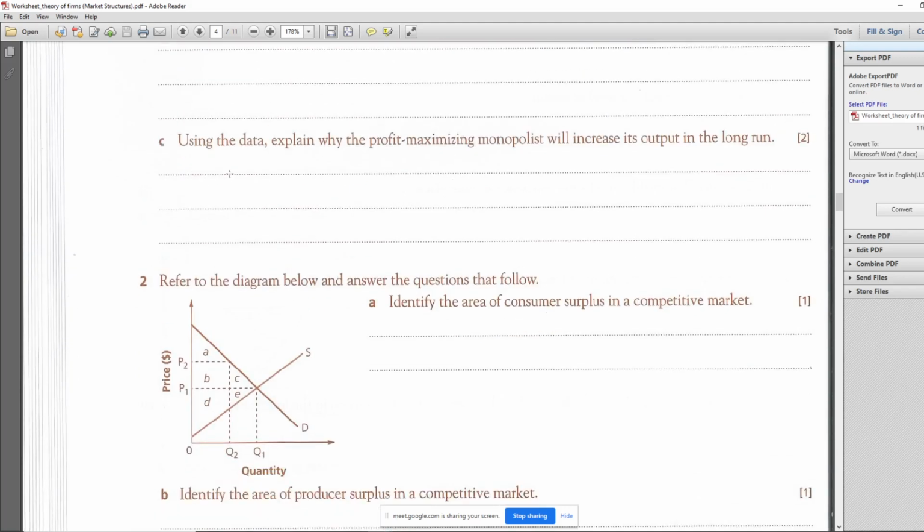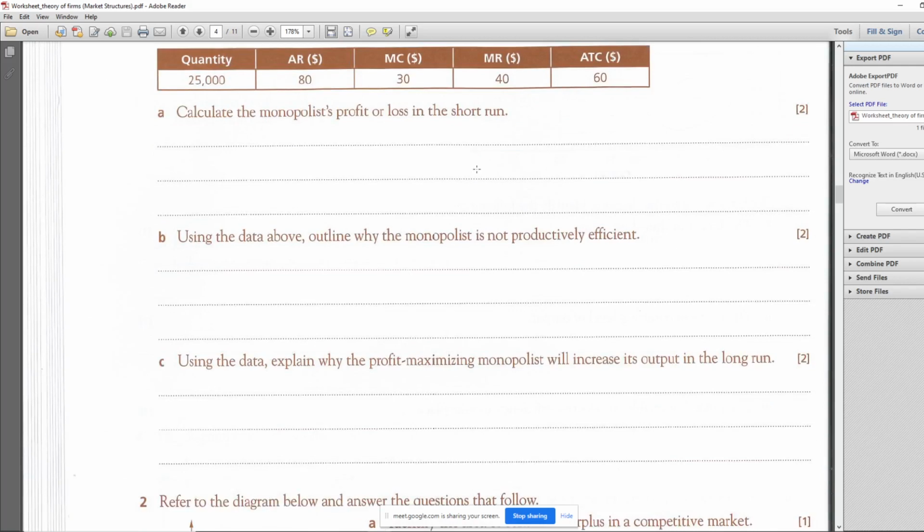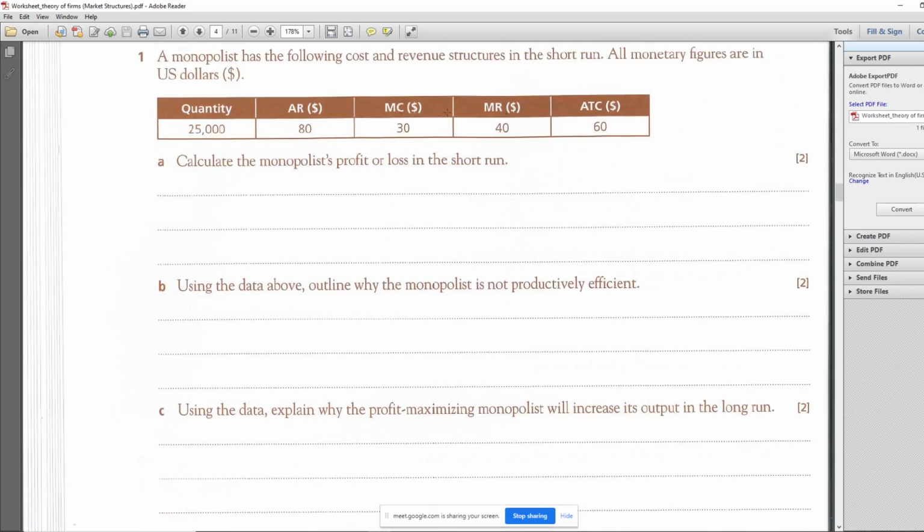So what about question C? Using the data, explain why the profit maximizing monopolist will increase its output in the long run. MC is equal to MR, right? That's very good. And when we look at this, MR is higher than MC. So it means we can still produce more, because right now the MR is still higher than MC.